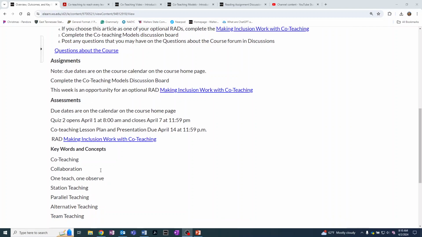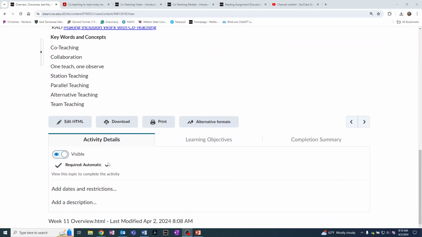Now, the keywords and concepts are really related to what we're doing. A lot of it has to do with the co-teaching model because that's a research-based strategy we're focusing on. Also, you're working on your co-teaching presentation. This is a great week because it's falling in line with what you should be working on. Remember, I've extended the date for the co-teaching presentations. You have to complete a presentation and a lesson plan. That will be due on April 14th.